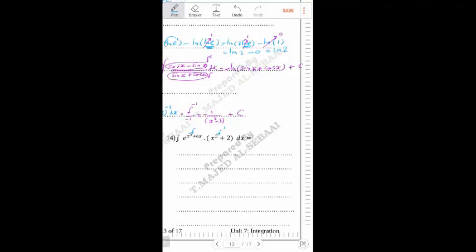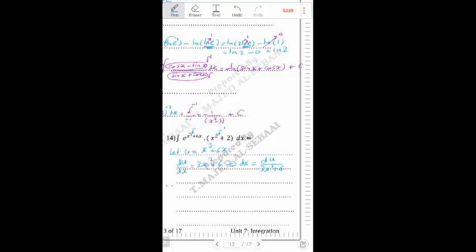I will say let u equal f, x to the power of 3 plus 6x. Now if I differentiate, du over dx will give me 3x squared plus 6, right? How can I make dx the subject? dx equals du over 3x squared plus 6. Do you understand?